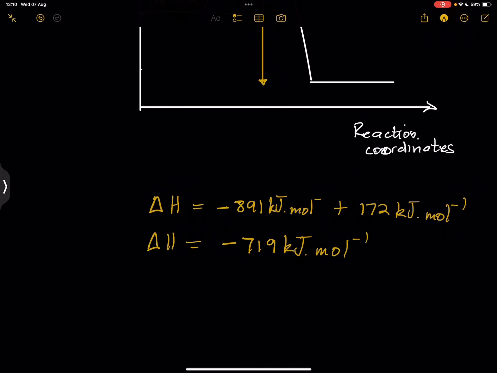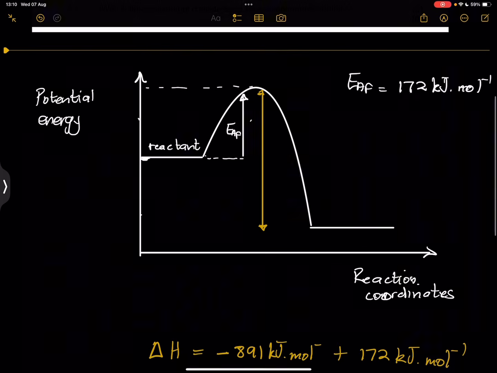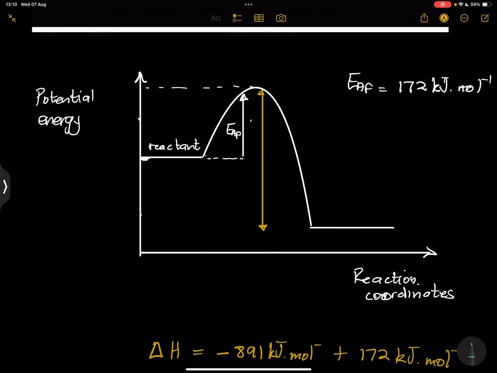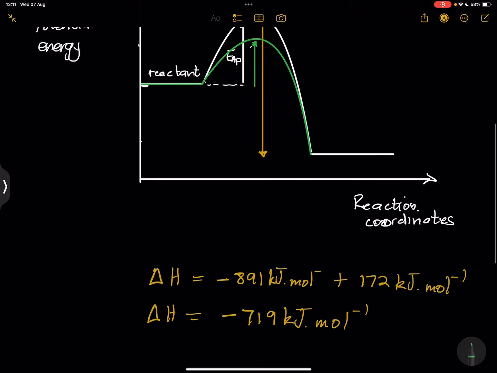Now, just another thing that I perhaps should have mentioned earlier. What happens when you add a catalyst into your reaction? The moment you add a catalyst, your reaction would actually have a lower activation energy, and we discussed this a little bit more in grade 12. So your activation energy for the reaction would actually be lower.